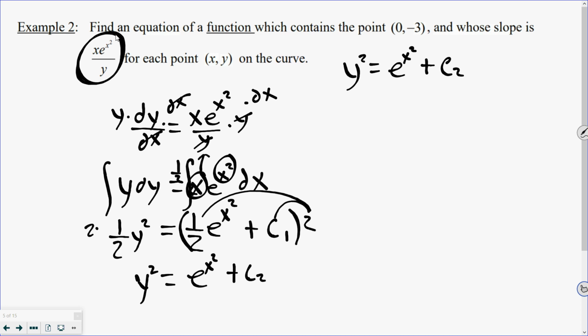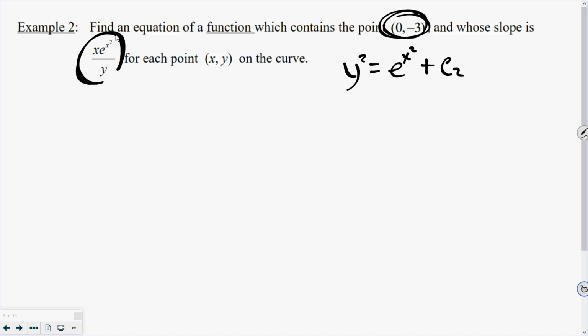Now it wants a particular solution. In this case, it gives me information. It tells me that my function passes through the point (0, -3). I need to figure out what that constant is. On the last problem, we couldn't do that because it did not give us an initial condition. This one gives us one. So I have two choices. I'm going to erase this over here, so if you don't have it down, you can pause it, double check that. But I'm going to erase it so I have room.